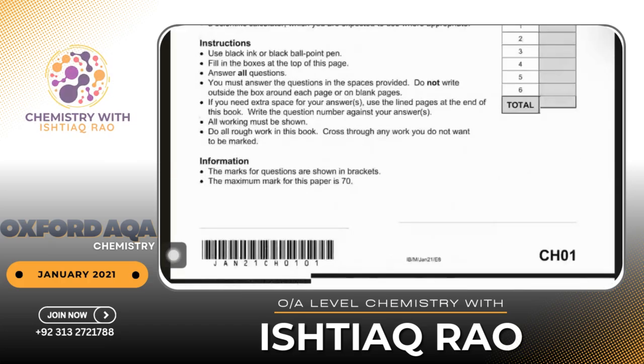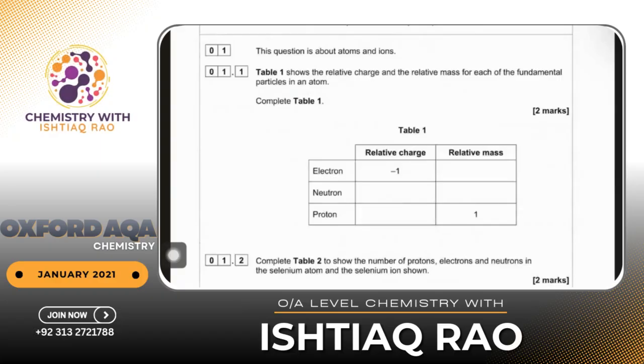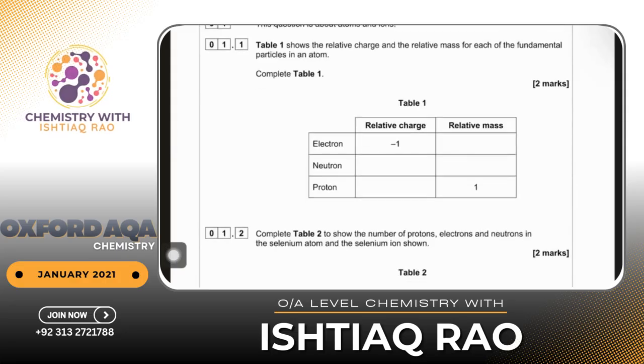Okay, so this is the January 2021 paper. Question number one is a very easy question. Relative charge of a neutron is 0, and the proton is plus 1. Relative mass of an electron is 1 over 1840. Neutron is 1.